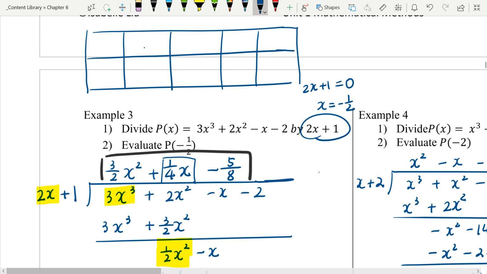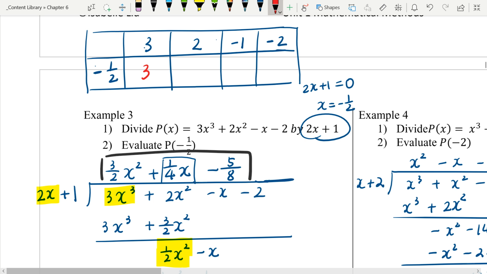What's the coefficient I need to put in? What's Px's coefficients? 3, 2, -1, -2. The value I should put on the second row, first column, what's that? -1/2. You make that equal to 0, and whatever you solve for is -1/2. You put it there. So what's the first one? Just copy from the top row.